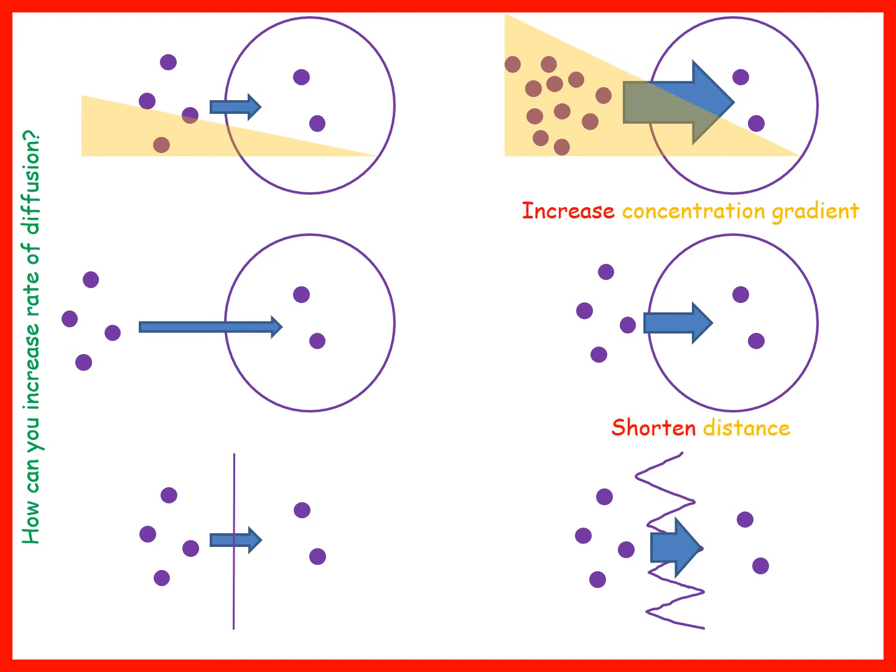You could also shorten the distance, and that will also increase the rate of diffusion. And you could also increase the surface area to volume ratio, and again, that increases the rate of diffusion.